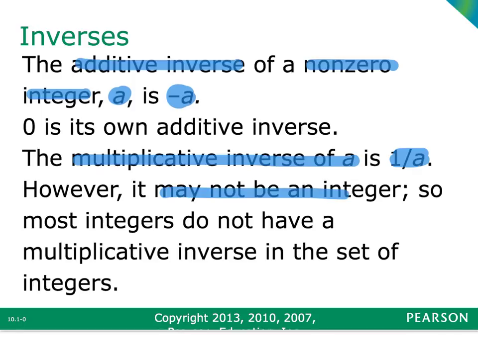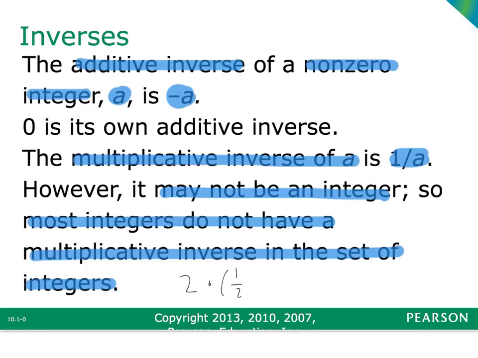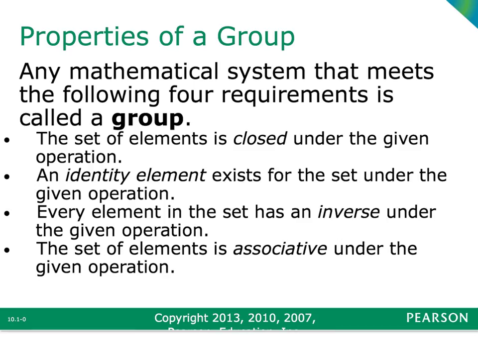However, it may not be an integer. So we can say that most integers do not have a multiplicative inverse in the set of integers. In other words, in the set of integers, if I start with 2 and I have to multiply it times a half to get to my identity element, well, this half is not an integer. So we can say it doesn't have a multiplicative inverse in the set of integers because 1/2 is not an integer. And this gets us to the concept of a group.